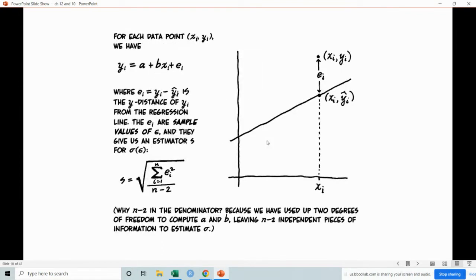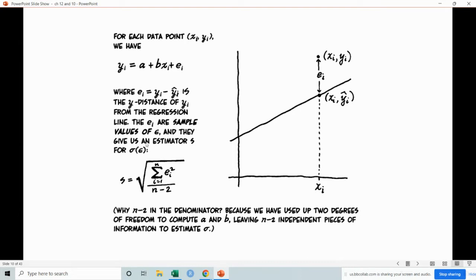So for each data point, x sub i and y sub i, we have y sub i equals a plus b x i plus e i. So these are our estimates for a and b, or the y-intercept and the coefficient for x. And e is our error term that we're going to estimate as well. So e, the error term, is equal to y i minus our point estimator for y, the y distance of y from the regression line, how much error is in that particular sample.